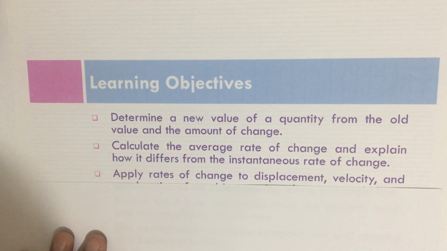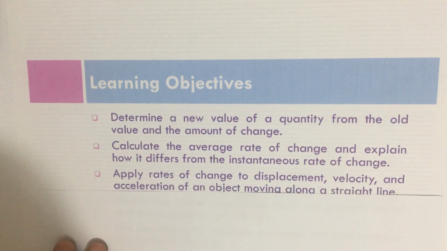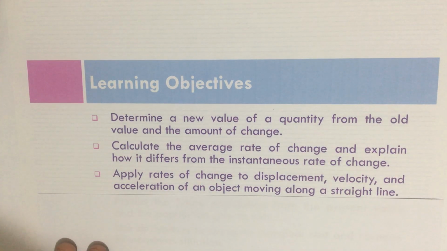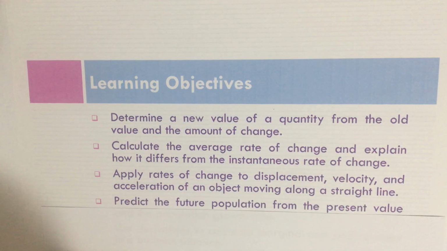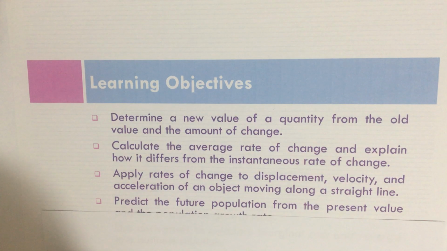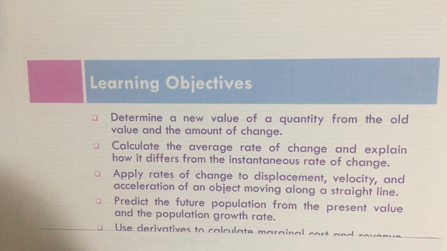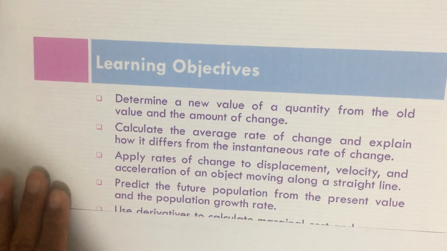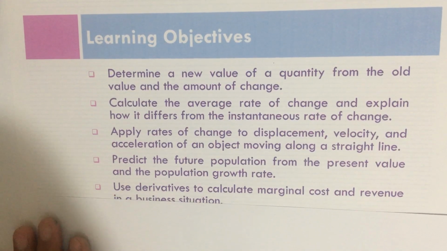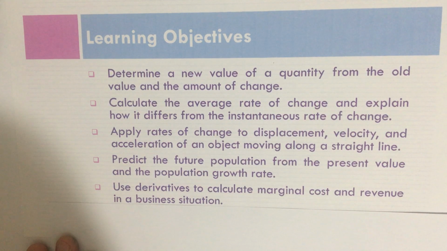And then apply rates of change to displacement, velocity, and acceleration of an object moving along a straight line. Then predict the future population from the present value and the population growth rate. And use derivatives to calculate the marginal cost and revenue in a business situation.